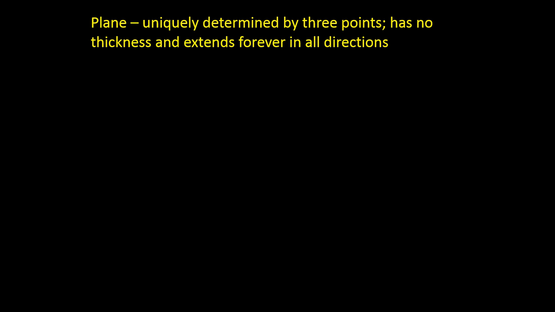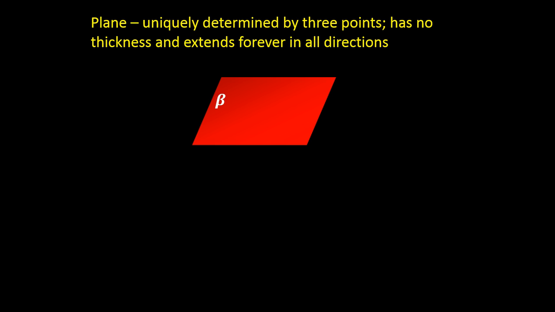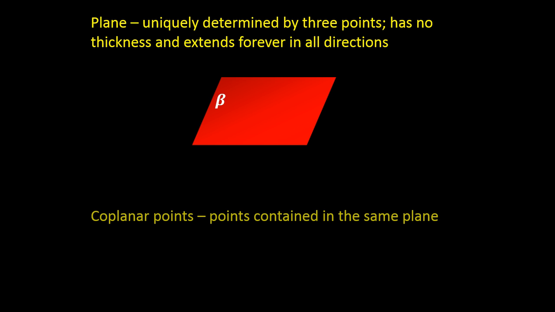A plane is determined by 3 points. It has no thickness and it extends forever in all directions. So a plane is a 2-dimensional figure. This would be plane beta.